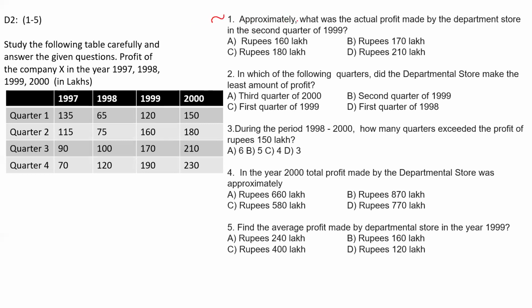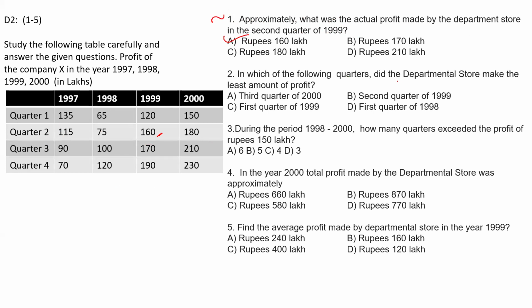Approximately, what was the actual profit made by the department store in the second quarter of 1999? A very direct question. Second quarter, 1999. So the answer would be A. 3 seconds is enough to solve this, just 3 seconds while seeing the question.